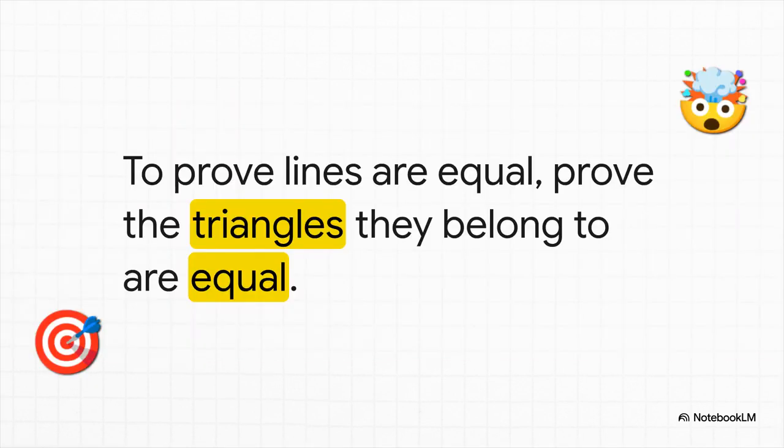And this is just a brilliant illustration of a core concept in geometry. A lot of the time, to prove something about a line or an angle, you have to look for a bigger shape it belongs to, like a triangle. If you can prove the triangles are the same, then you can prove their individual parts are the same. It is an incredibly powerful strategy.